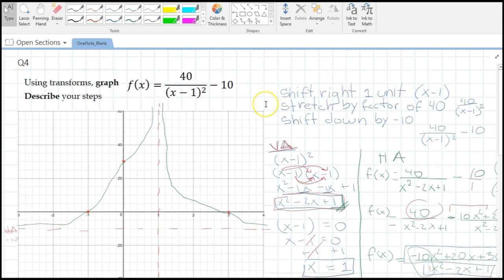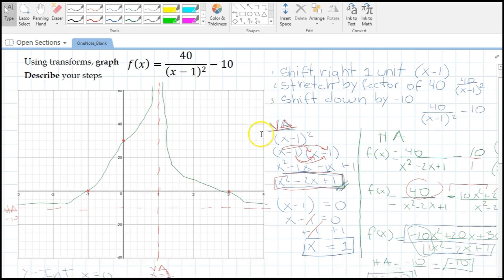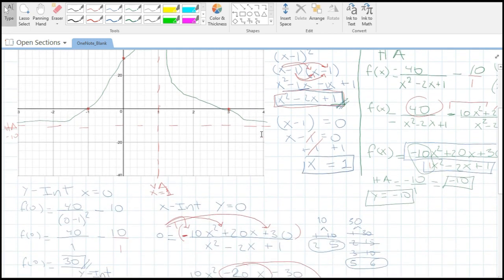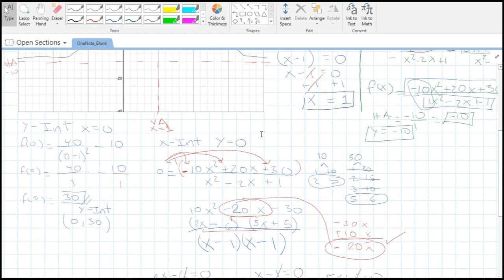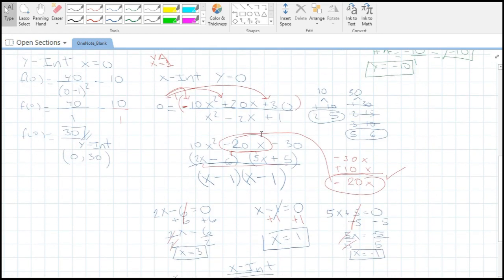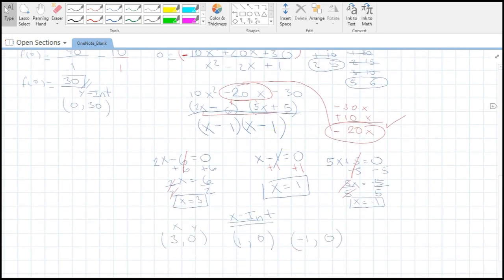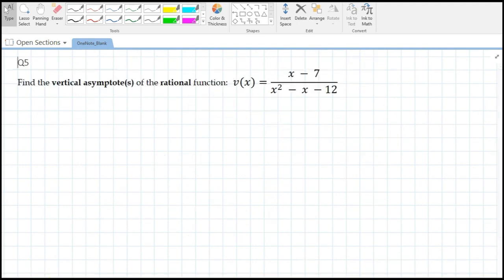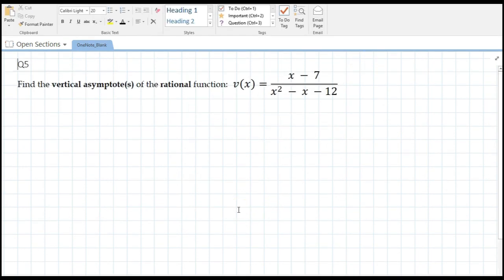So here you have a step by step what we need to do. Transformation. You have a step 1, 2, 3. We find vertical asymptote, horizontal asymptote, y-intercept, and x-intercept. Now we're gonna go to question number 5.